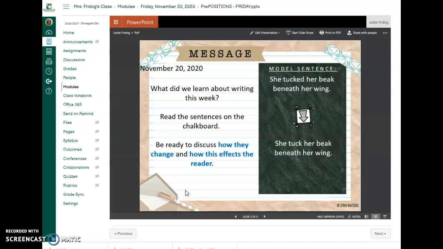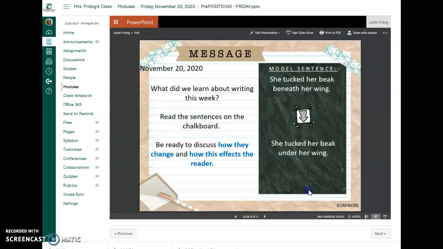It doesn't sound right. So if we wanted it to be in the present tense, we would need to add an S to the end of tuck. She tucks her beak beneath her wing. Of course, if we wanted it to be past tense, we would add that ed ending. And if it's going to be in the future, we would say she will tuck her beak beneath her wing. Okay, so again, one letter or a couple letters changes the whole meaning of your sentence.